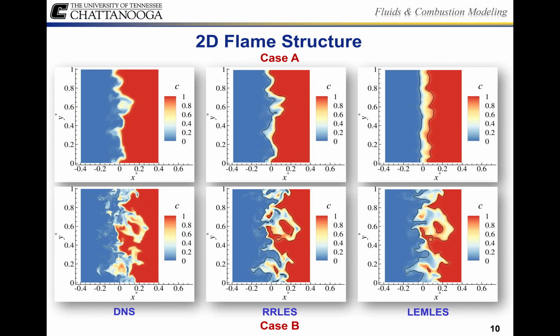Qualitatively, there are some noticeable differences between the different closures. Specifically, DNS and RRLES show more fine-grained features compared to the LEM-LES formulations. This is particularly apparent for case B. As we can see, LEM-LES on the far right, not a bad profile. Get to RRLES, looks better, and of course DNS looks the best because it's the finest grid.